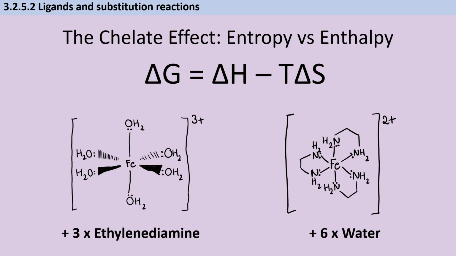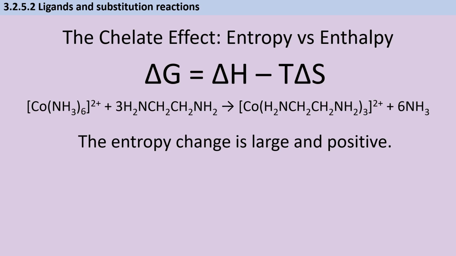When a bidentate ligand such as ethylene diamine replaces a monodentate ligand such as water, 4 particles, the 3 ethylene diamine ligands and the 1 original complex, are replaced by 7, the 6 substituted ligands and the 1 new complex. This increase in the number of particles increases entropy and makes the substitution extremely feasible, and we call this the chelate effect. Likewise, here we can see ethylene diamine replacing 6 ammonia ligands. The entropy change is large and positive, so the change in Gibbs free energy is negative and the reaction is feasible.